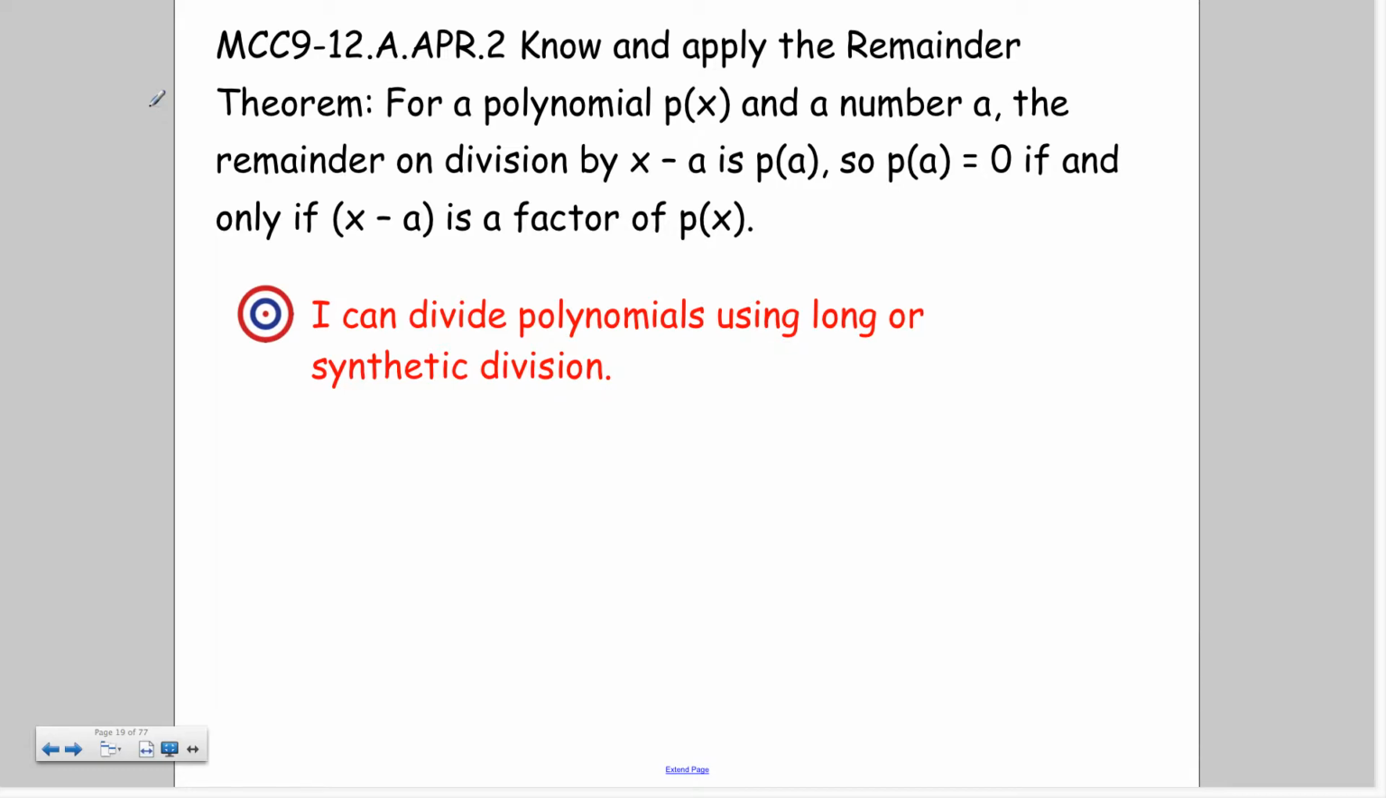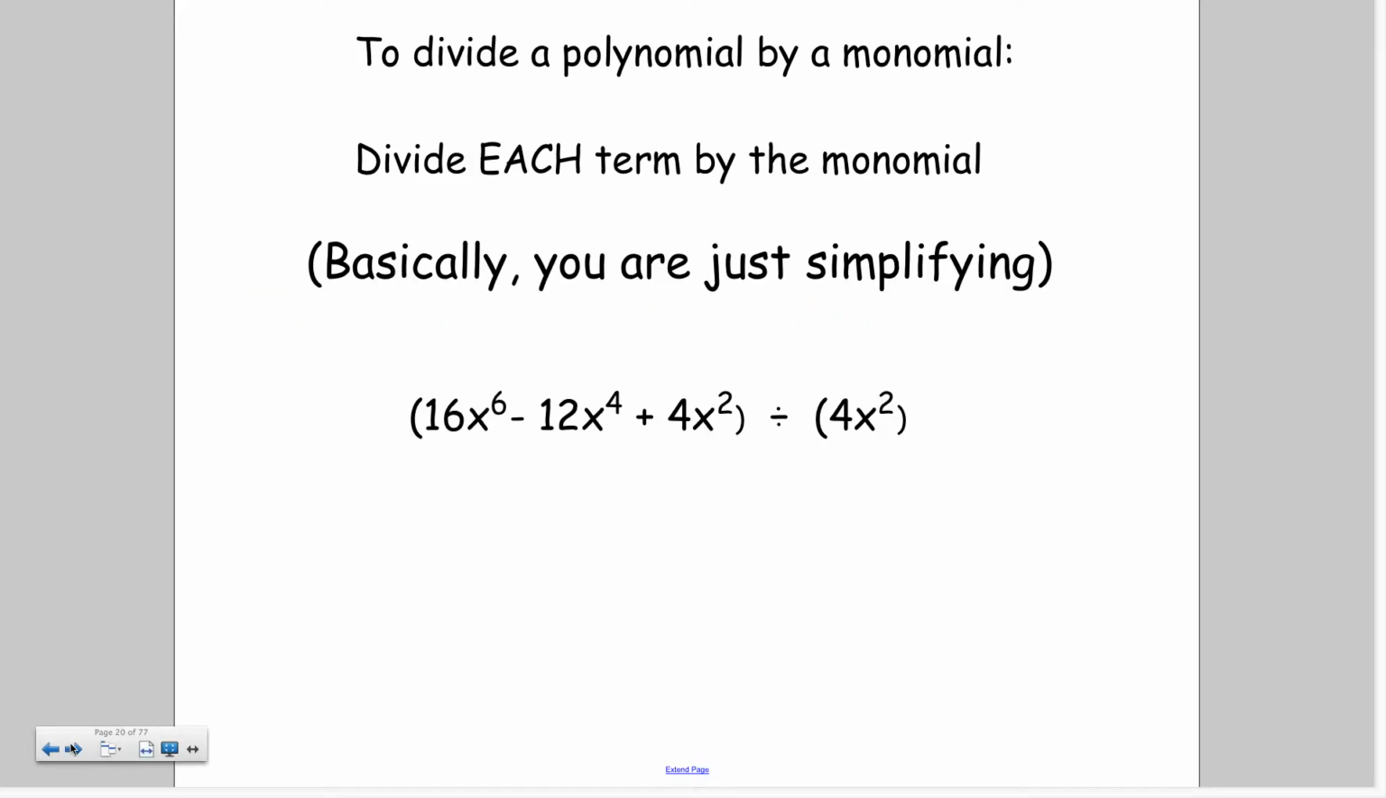This third lesson, we're going to divide this up into two parts. So for the first part, we're going to just do basic division. For example, when I'm given a polynomial, it means many terms, and I want to divide it by that monomial, that one single term, I'm going to take that monomial and divide it into each term of that polynomial. Basically, all I'm doing is simplifying.